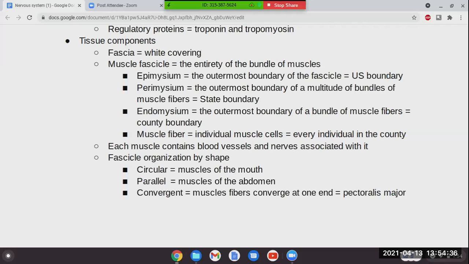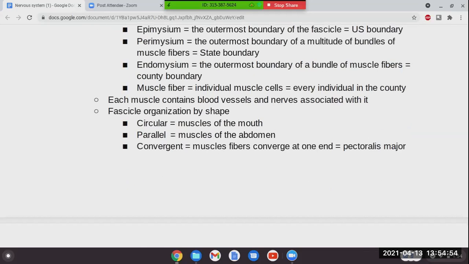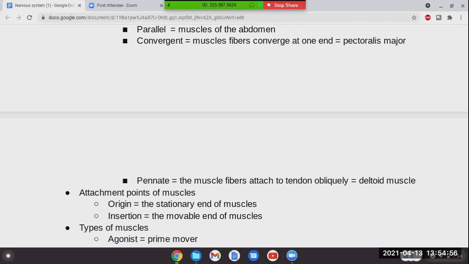Convergent muscles are muscles that converge at one end. Let's say you take a triangle, and all muscle fibers are pointing toward one end of the triangle. That's what a convergent muscle fascicle looks like. One typical example is the pectoralis major, or the chest muscle.